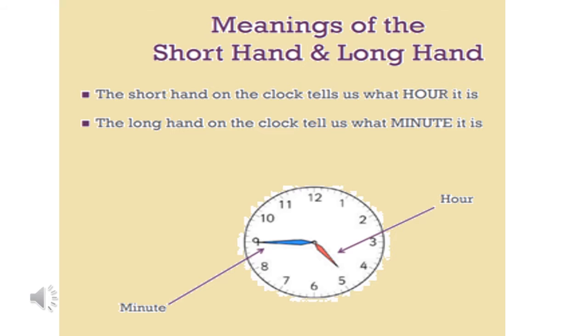You must observe two hands on the face of analog clock. There is one short hand and one long hand. The short hand on the clock tells us what hour it is. The long hand on the clock tells us what minute it is.